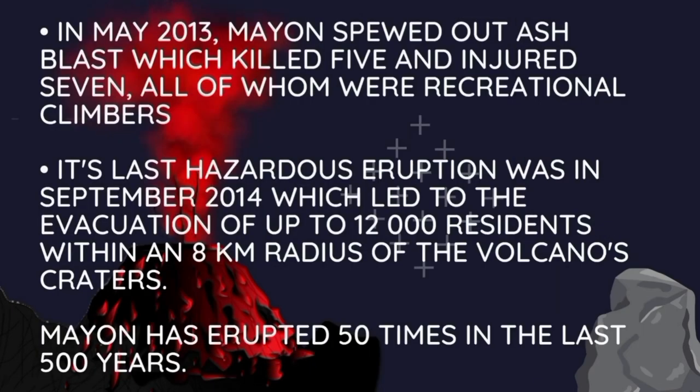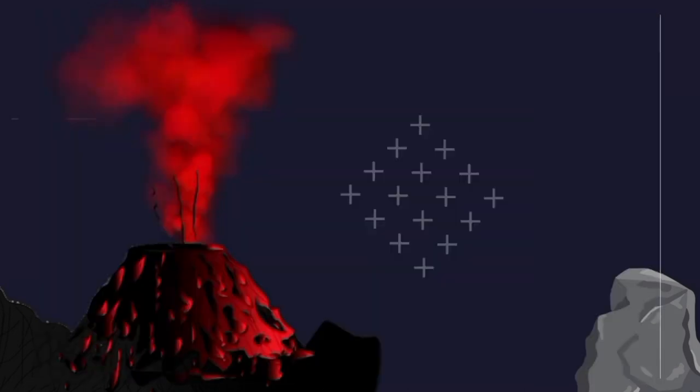In May 2013, Mayon spewed out an ash blast which killed 5 and injured 7, all of whom were recreational climbers. Its last hazardous eruption was in September 2014, which led to the evacuation of up to 12,000 residents within an 8-kilometer radius of the volcano's craters. All in all, as I said a while ago, Mayon has erupted 50 times in the last 500 years.